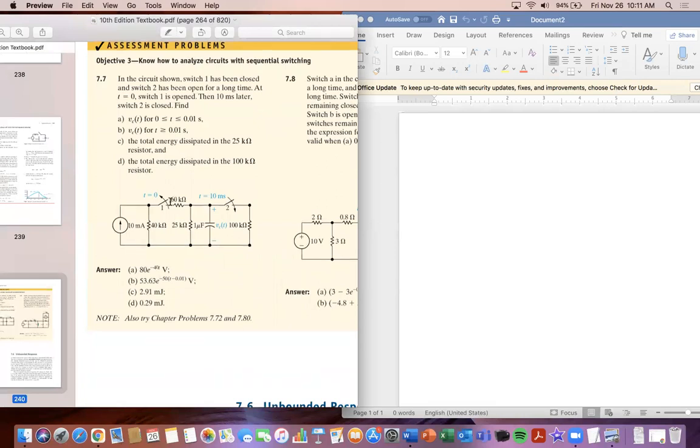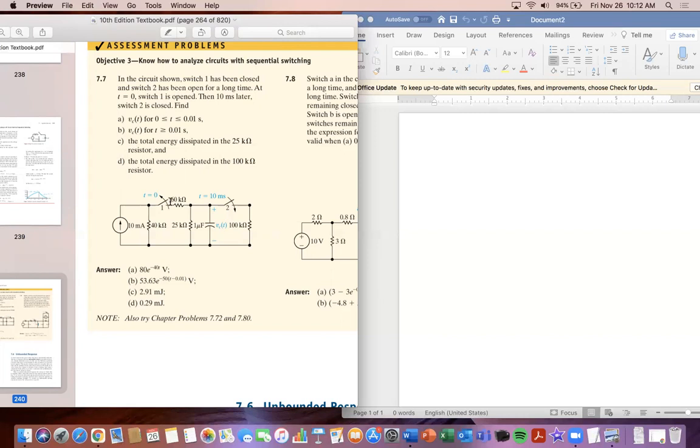In the circuits shown, switch 1 has been closed and switch 2 has been open for a long time. At time 0, switch 1 is opened, then 10 milliseconds later, switch 2 is closed. Find the voltage across the capacitor in between that time interval and for times greater than that, and then the total energy dissipated. Okay, this one's going to be a good one.